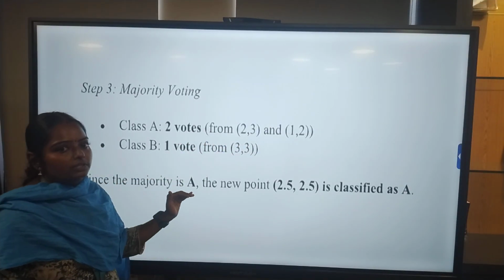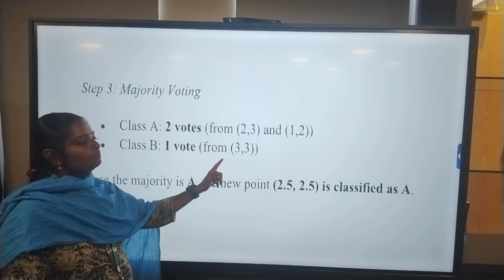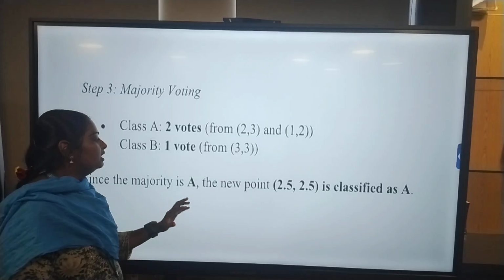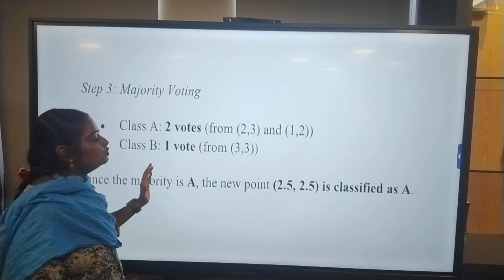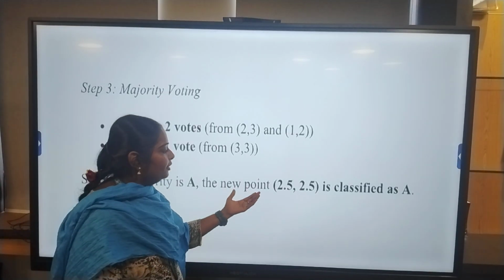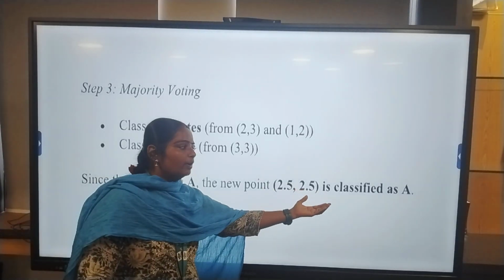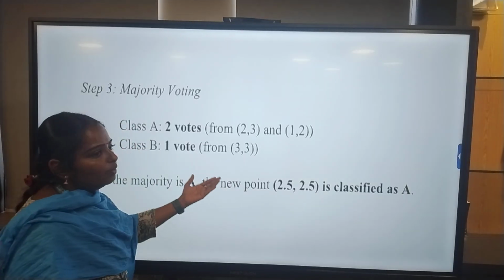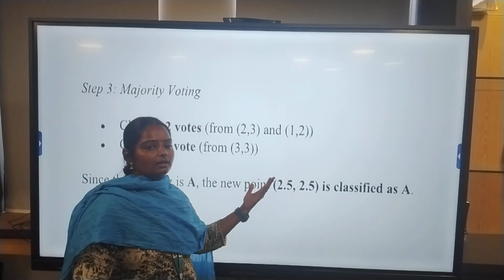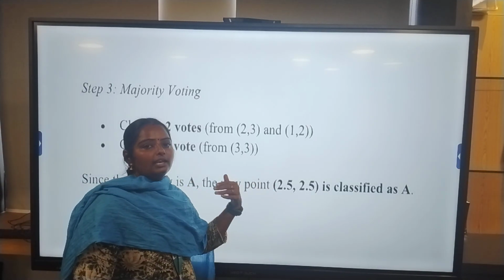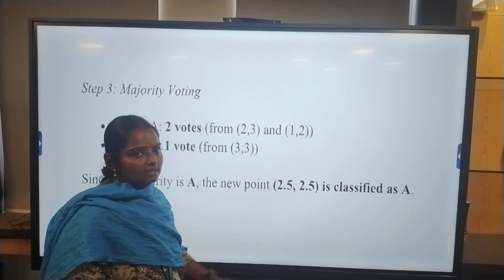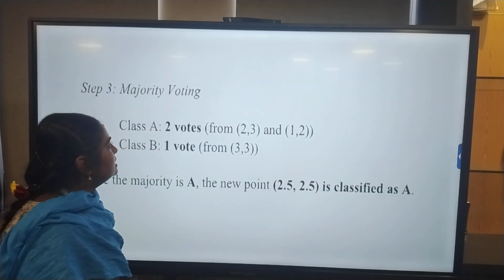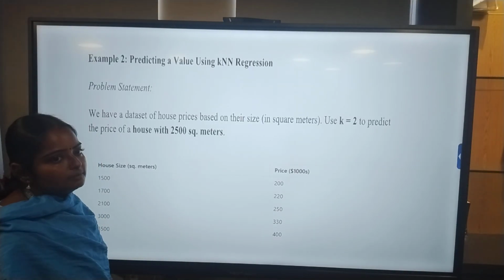Class B has how many votes? Only 1 vote, that is from the data point (3, 3). So this is the point where I can conclude that the majority of the vote belongs to class A. So definitely my new point, that is (2.5, 2.5), is classified as class A. Okay, so that is what KNN is done with. I can find out which class the new data point belongs to based on the given information. So let us see one more example based on this.